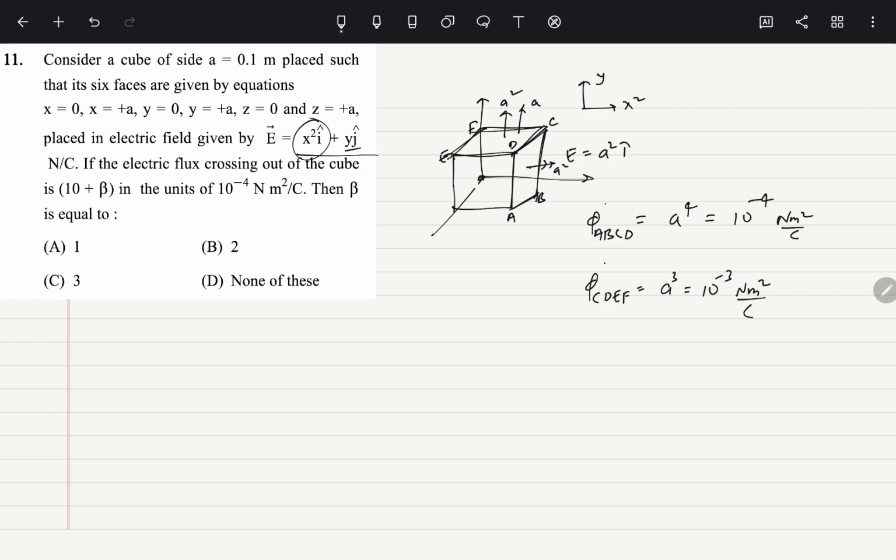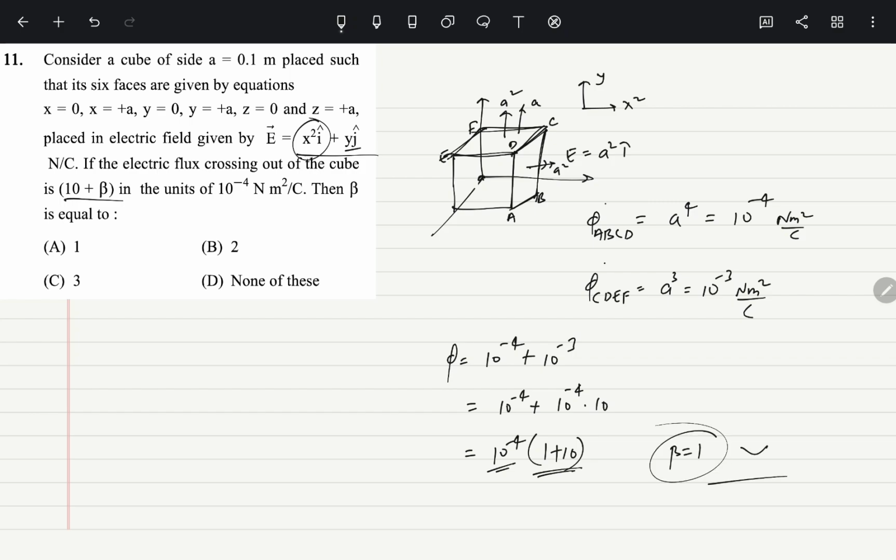square per coulomb. Now the net flux we can write is 10 to the minus 4 plus 10 to the minus 3, and we just need to convert it into this form. So I can write 10 to the minus 4 plus 10 to the minus 4 into 10. So 10 to the minus 4 common, 1 plus 10. Okay, in the units of this one, 1 plus 10, if you compare it, so beta's value is 1. Okay, 10 plus 1, 10 plus beta, so beta is 1. So option A is correct. Clear? So hope you understood. Let's move to the next question.